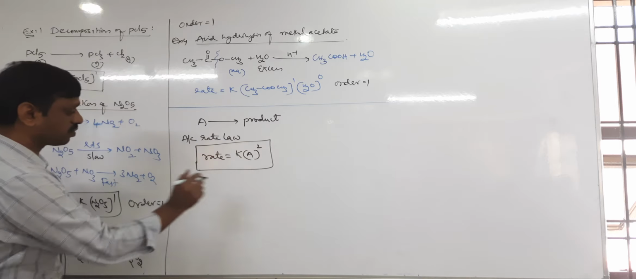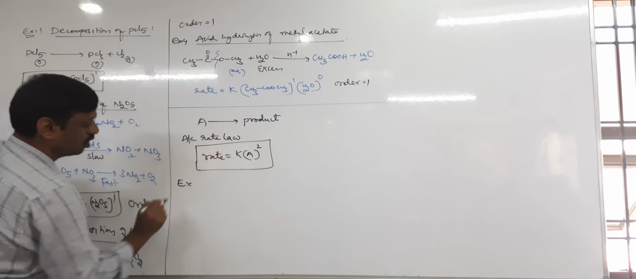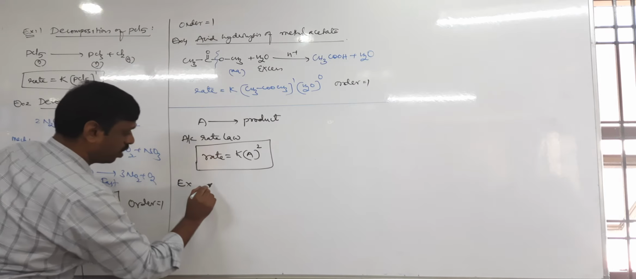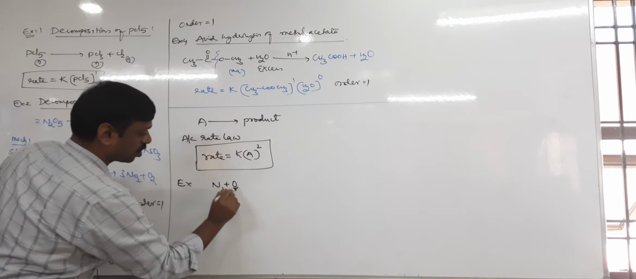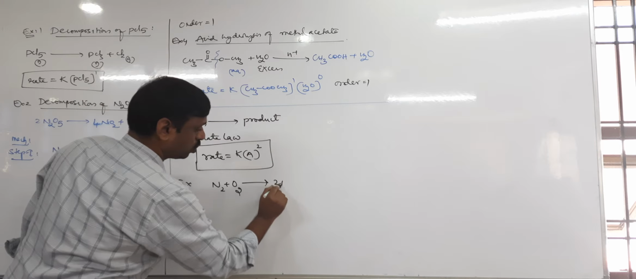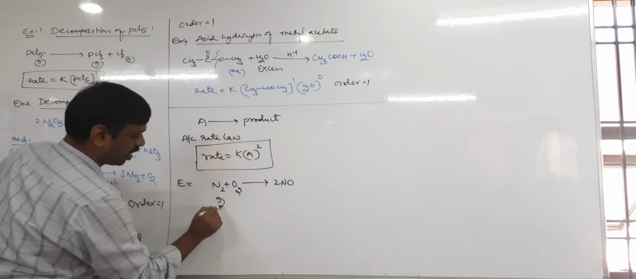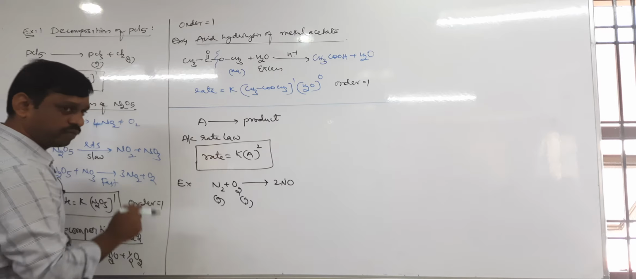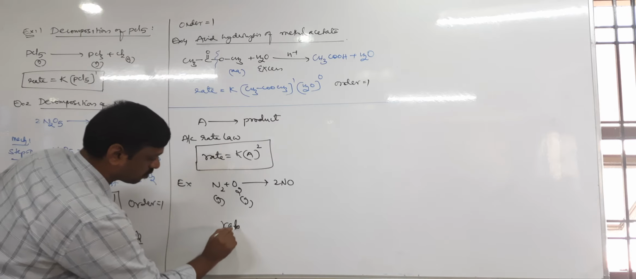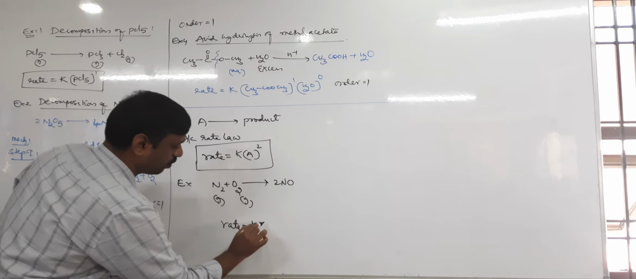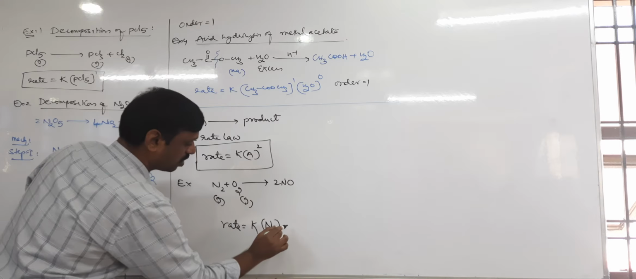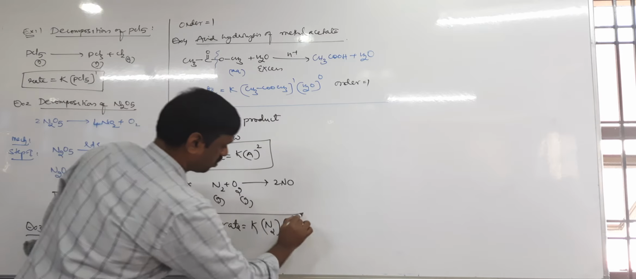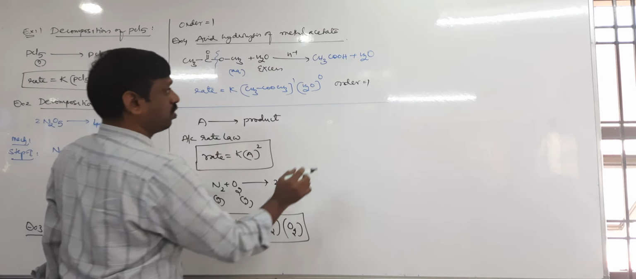Then examples. So what are the examples for second order reaction? Like one, nitrogen plus oxygen gives rise to 2NO, N2 gas, O2 gas. Tell me, what is the rate equal to? K into N2 molar concentration and O2 molar concentration. Next, one more example.